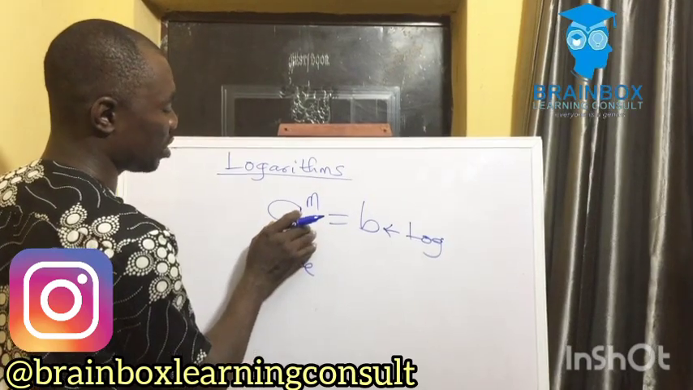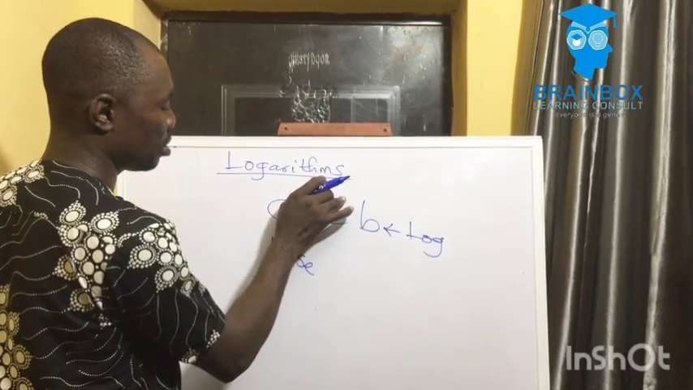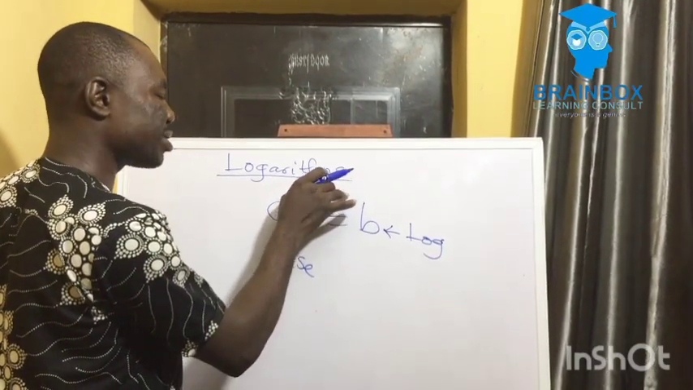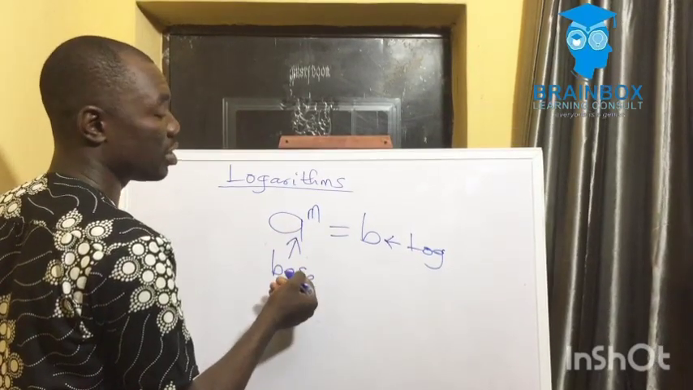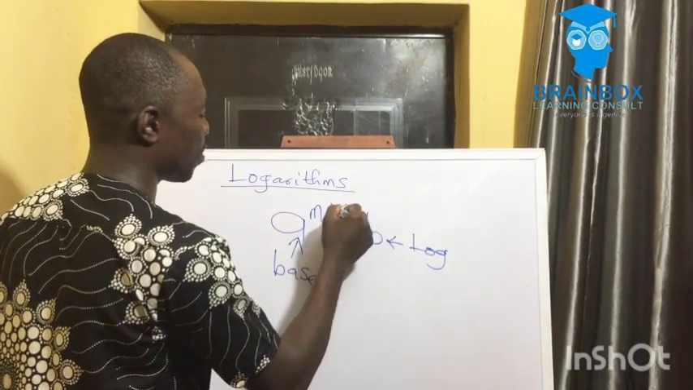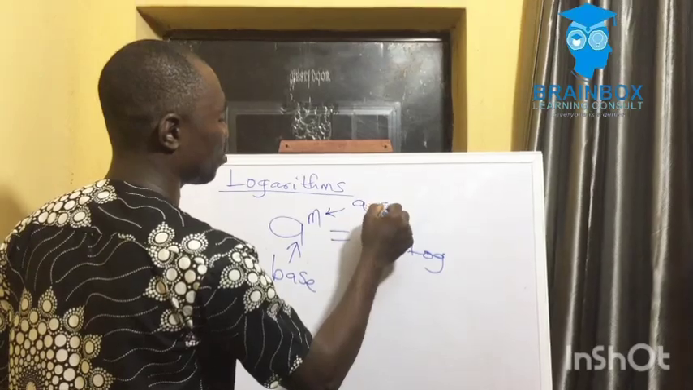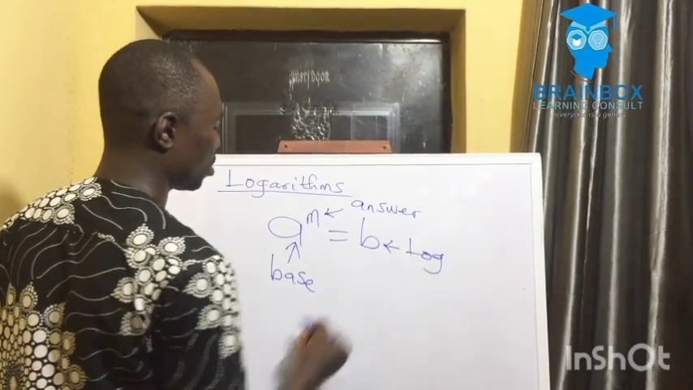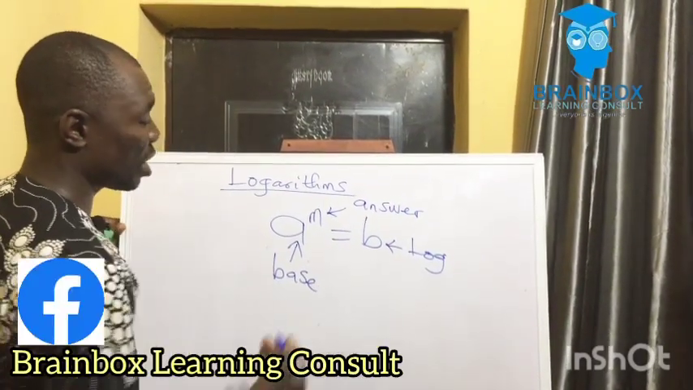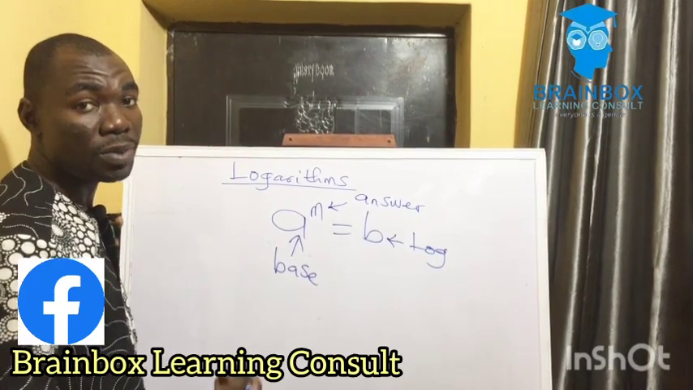The value that a number is raised to power, the value that has the raised to power, is actually your base, while the power itself is your answer when it comes to logarithm. So what do I mean? This can be transferred into logarithm.